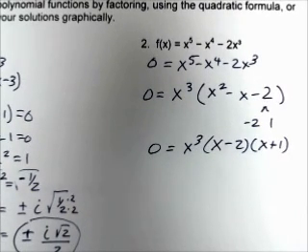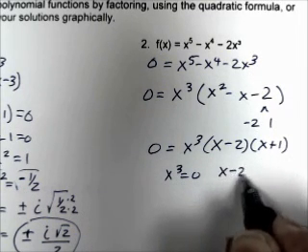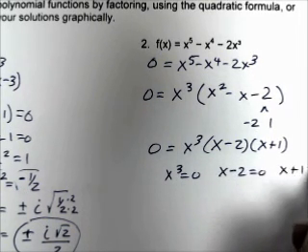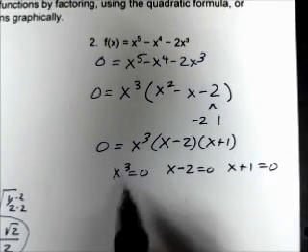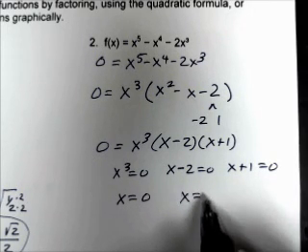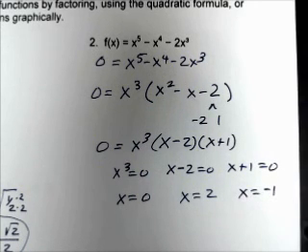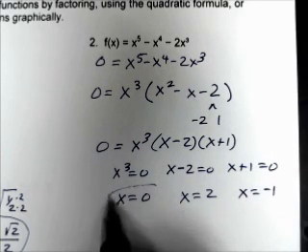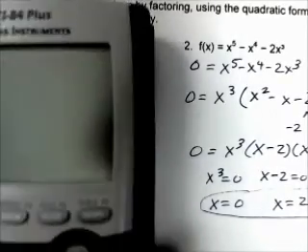Set each factor equal to 0. x cubed equals 0, x minus 2 equals 0, x plus 1 equals 0. Cube root both sides, you're still going to get x equals 0. Add 2 to both sides, x equals 2, and subtract 1, x equals -1. So we have 3 real roots. And let me just quickly key this into the calculator, show you what it looks like.